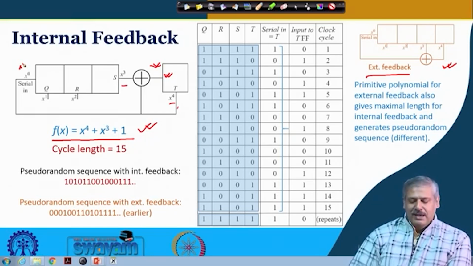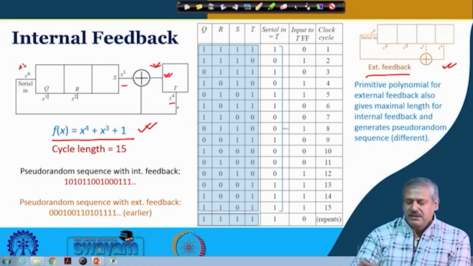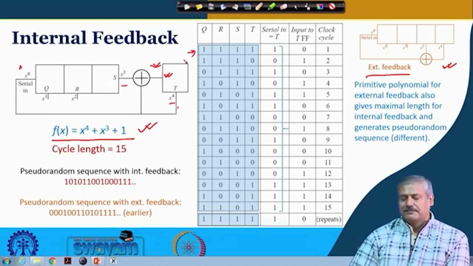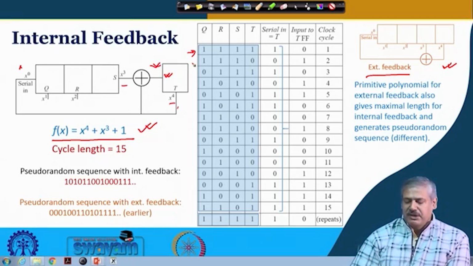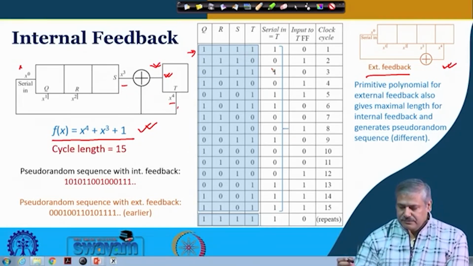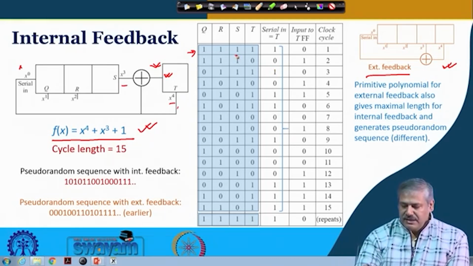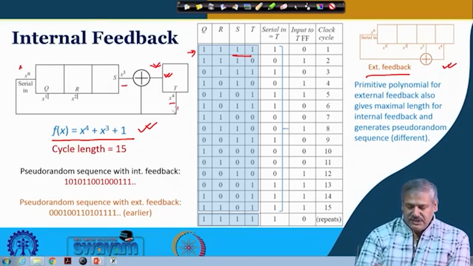And with this internal feedback, again, if you look at an initialization with say 1 1 1 1, you can examine the first few cases. So, here S and T are XORed, 1 and 1, so the output is 0. So, this output is 0, and 0 will be fed back here.